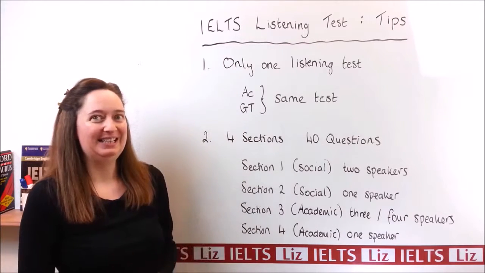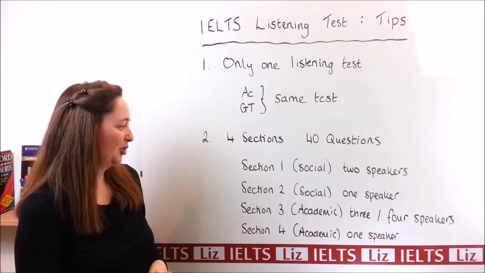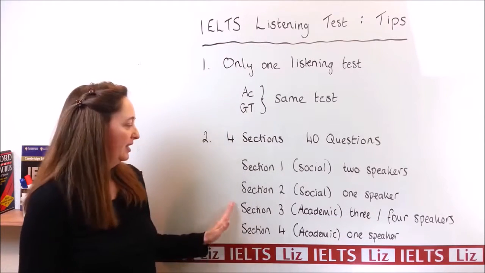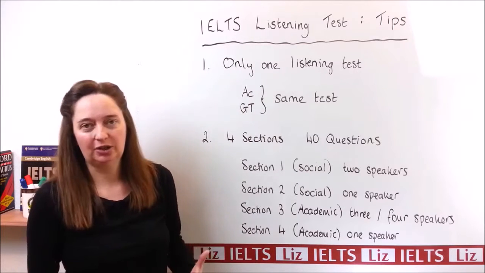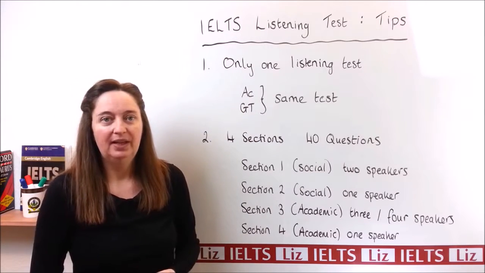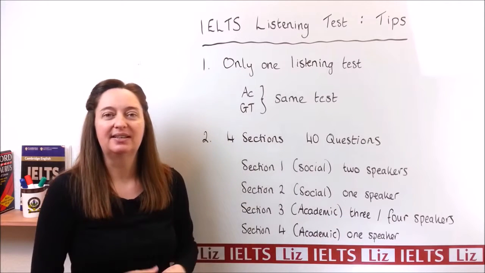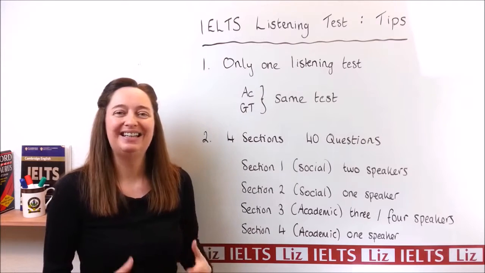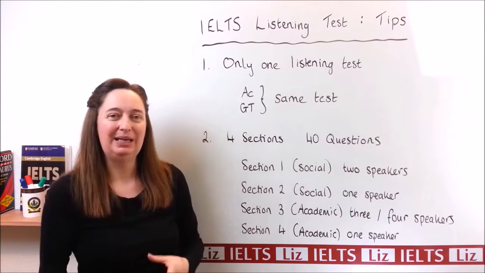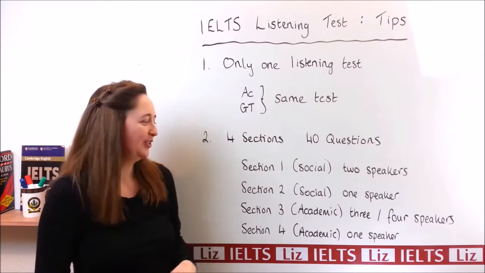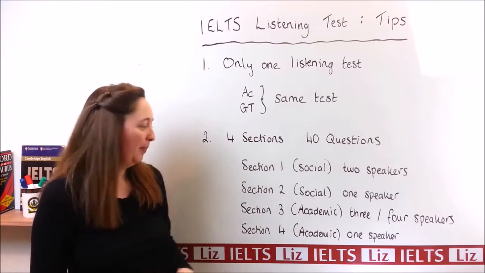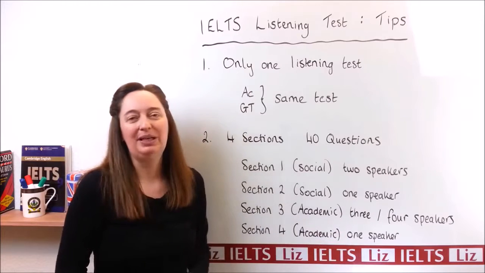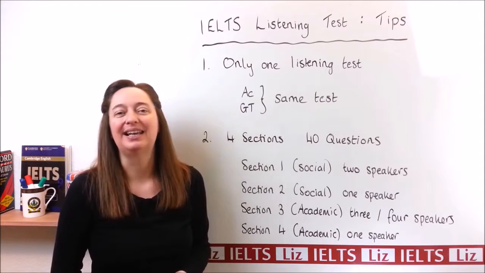Section 3, the first academic section, has 3 to 4 speakers. Now, this is challenging because it's a discussion, an academic discussion. Now, when you've got 3 to 4 speakers, that means you've got different voices. And you have to be able to identify who is speaking and who is saying what. So that could be quite challenging. But the most difficult is section 4. That is only one speaker and it is an academic lecture.